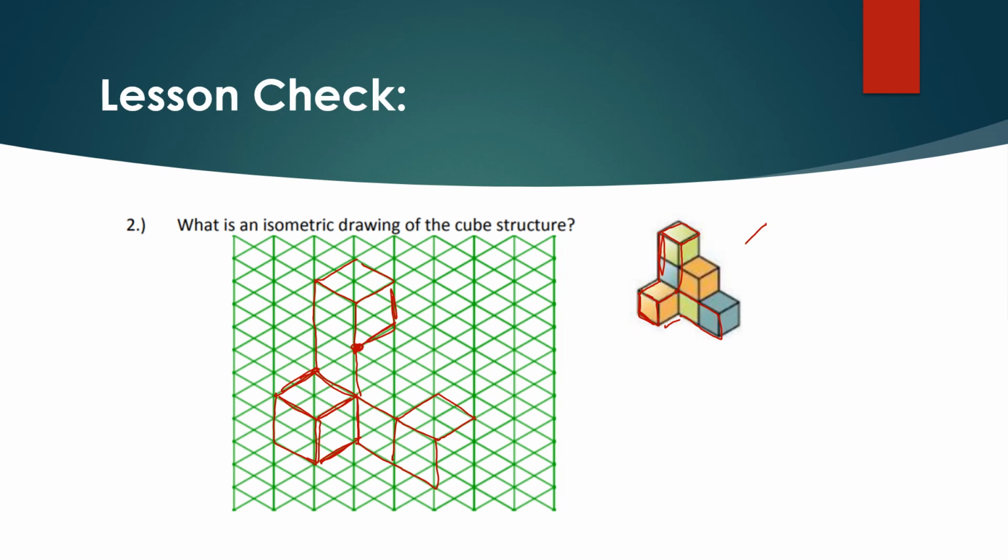And now I need to draw this orange one. So orange is going to be up and over, over. And I need to finish off this bottom blue cube. That should be my three-dimensional cube structure. Double check, make sure I really got all the lines. I believe I did. So that would be it.